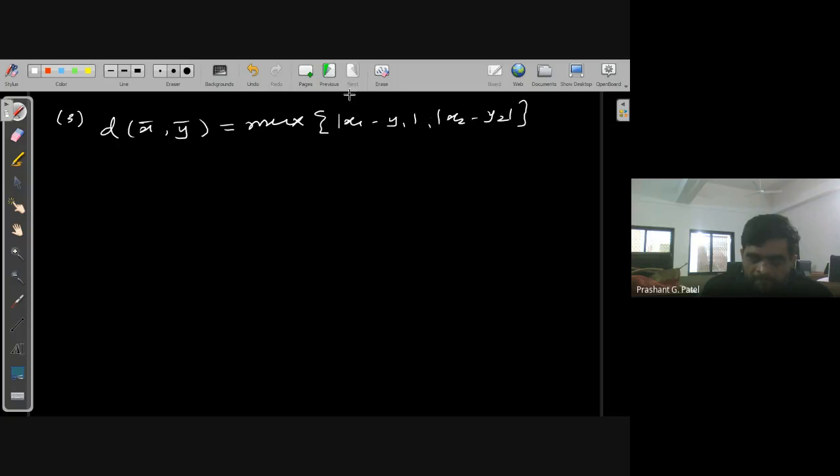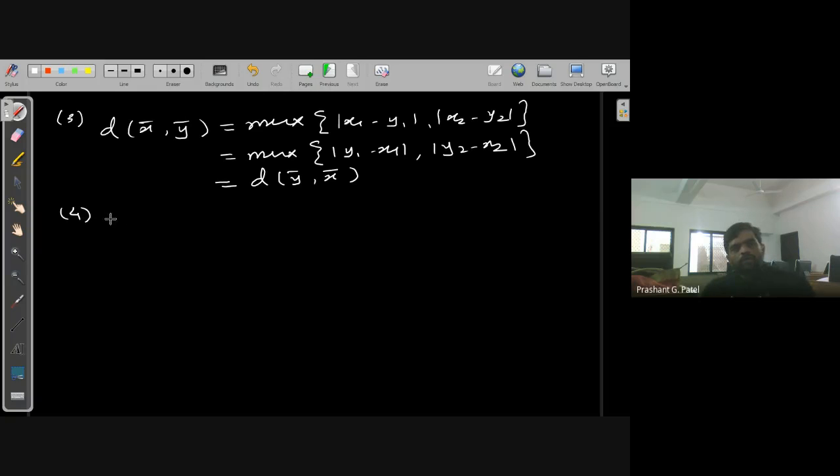For the third property, d of x bar y bar will be maximum of mod of x1 minus y1, mod of x2 minus y2. This is same as maximum of mod of y1 minus x1, due to the property of modulus, mod of y2 minus x2. So that's why this is d of y bar x bar.